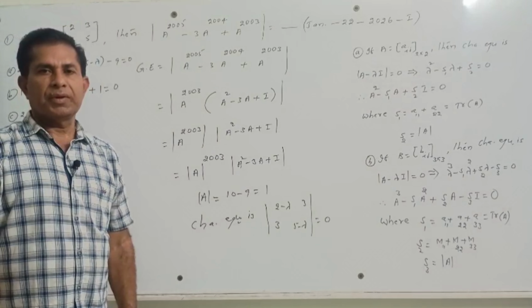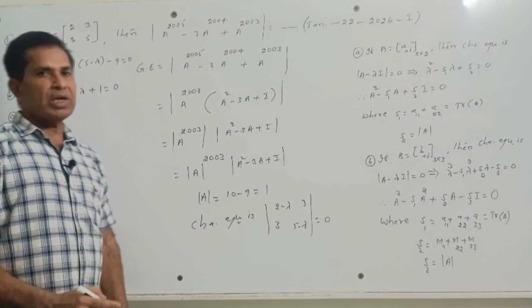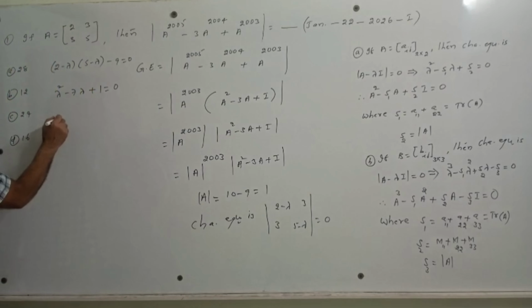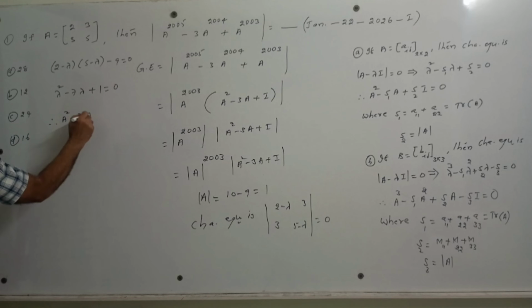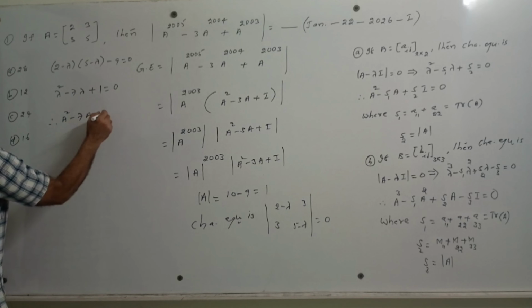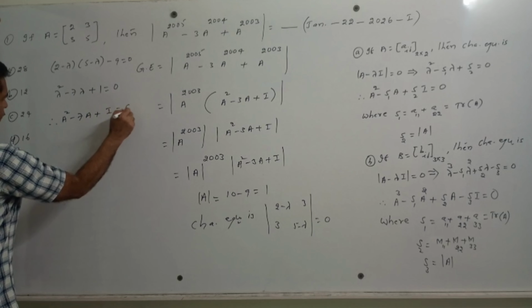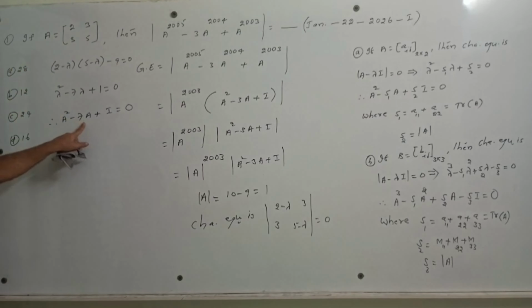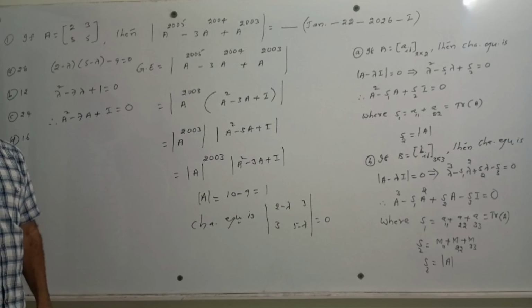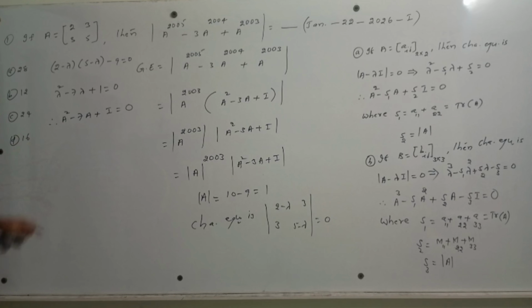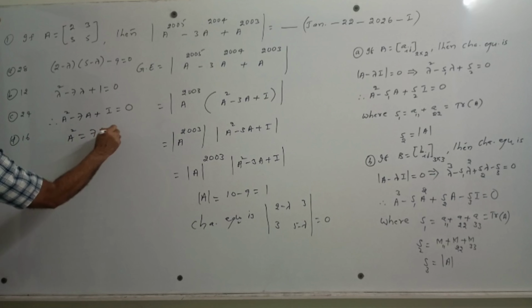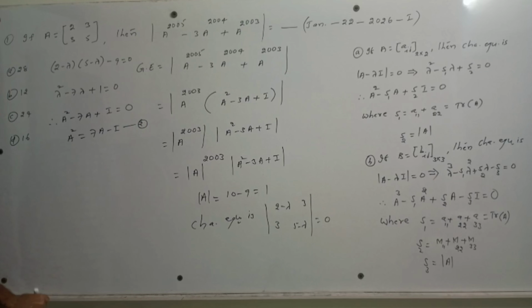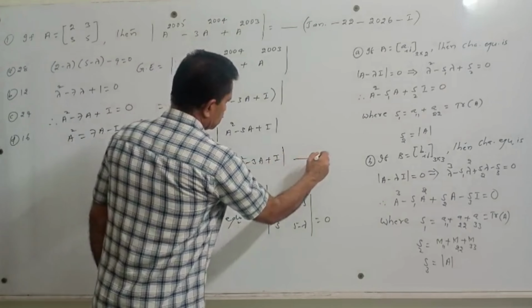We know every matrix satisfies its own characteristic equation. Therefore I can say A square minus 7A plus 1 into I, in place of the scalar we have to write I, is equal to the null matrix. So I want to express A square in terms of A. Therefore A square is equal to 7A minus I. Say this is the second equation, and this is the first equation.